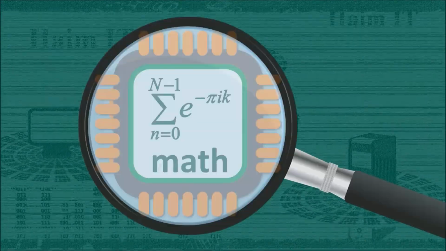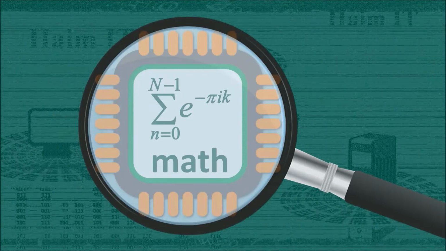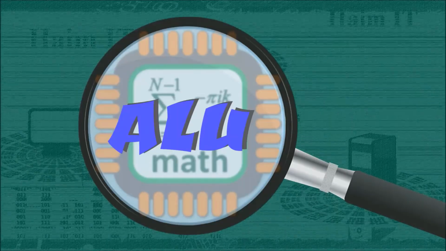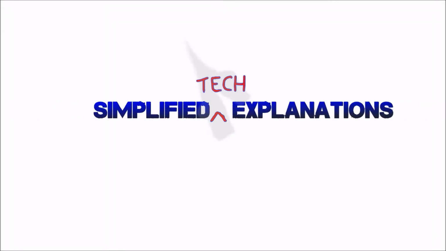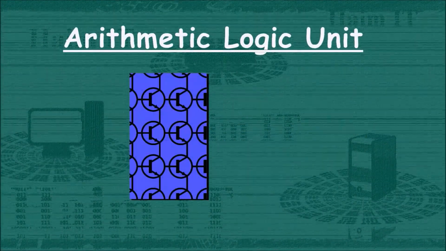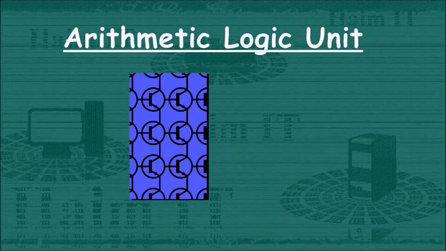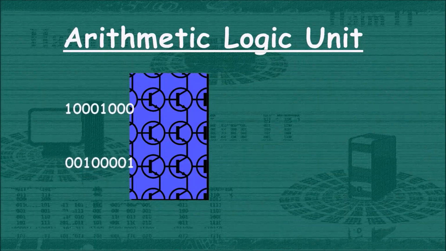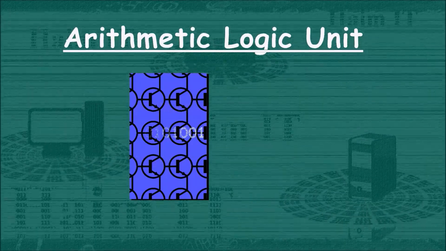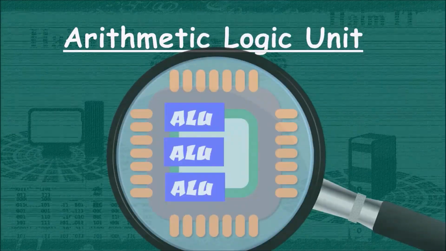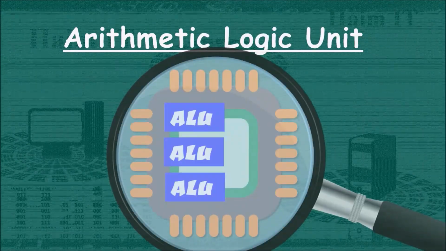The workload for all CPUs boiled down to math, and the ALU is the one that is held responsible. The arithmetic logic unit, also known as the ALU, is a digital circuit that is used to perform arithmetic operations. For example, the adding and subtracting of binary integers. A modern CPU will most likely contain multiple ALUs.